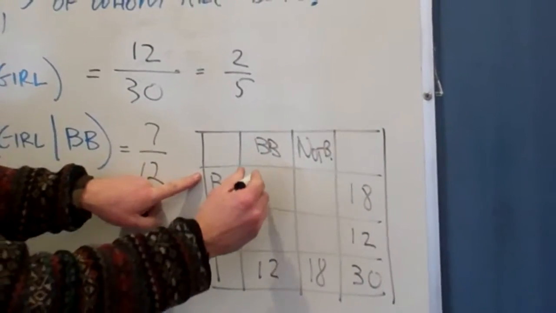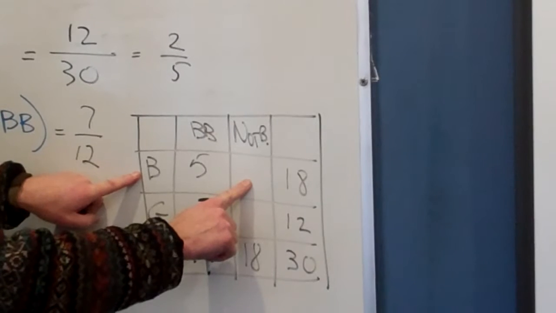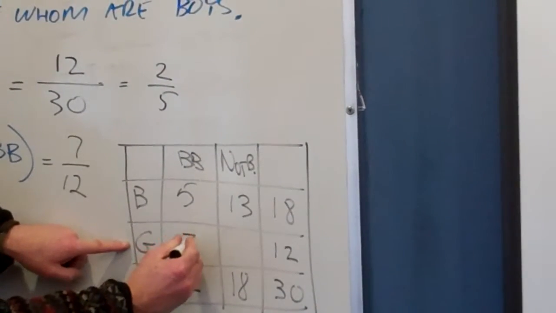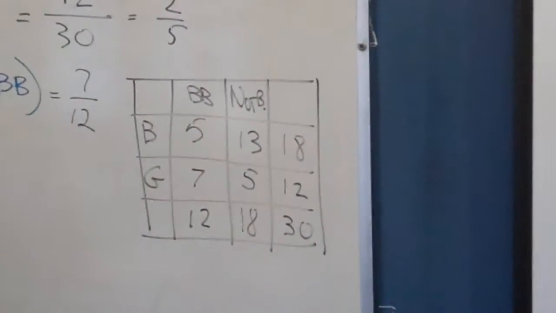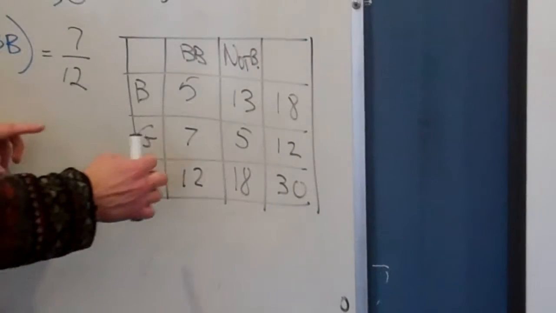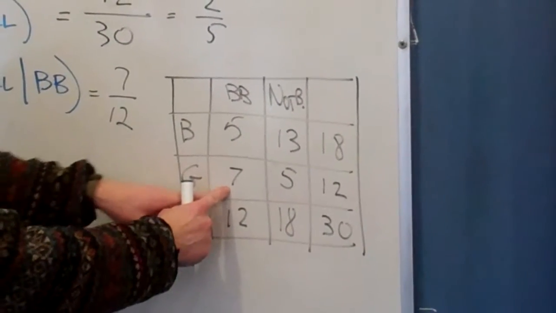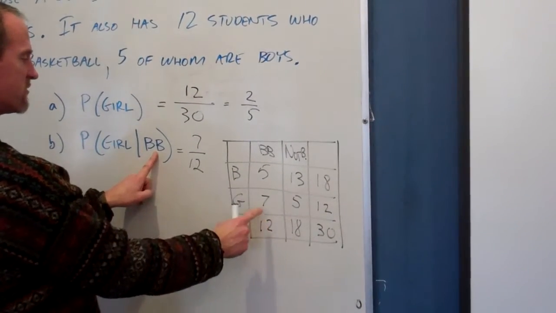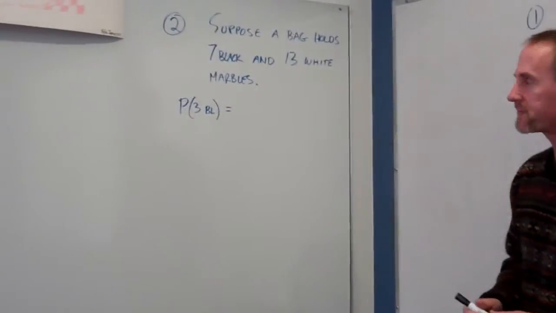Boys playing basketball are 5. So not playing basketball amongst the boys would be 13. Girls playing basketball is going to be 7, and not playing would be 5. If you fill in a chart like that, then it's just a matter of saying, if all the basketball players are 12, it'd be 7 out of 12 there.